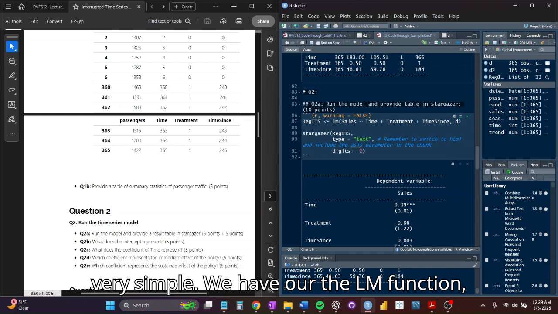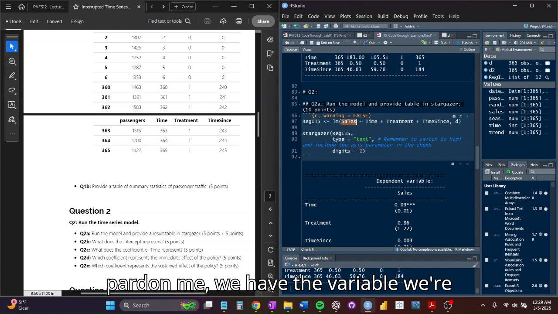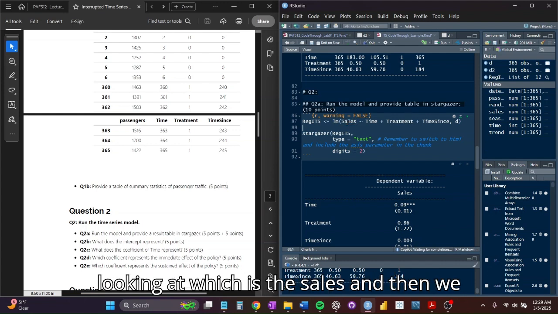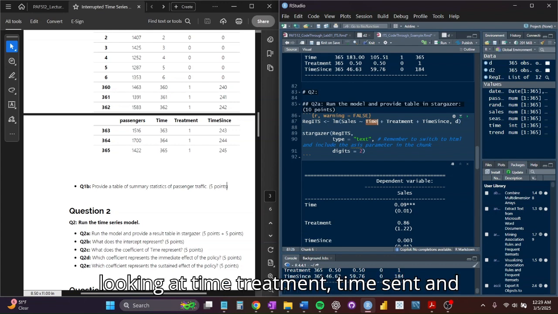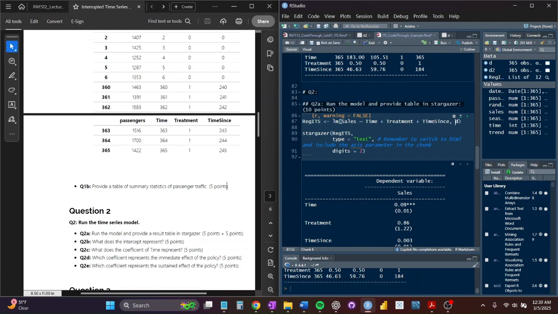We have the LM function, very simple. We have the variable we're looking at, which is the sales. And then we want to do a little squiggly, and we're looking at time, treatment, time since, and then of course data equals our data frame. And we're just saving that to the regression interrupted time series.